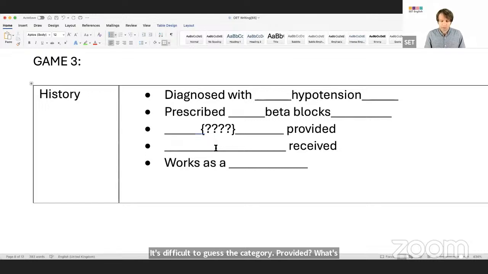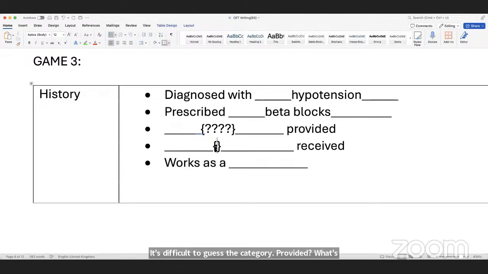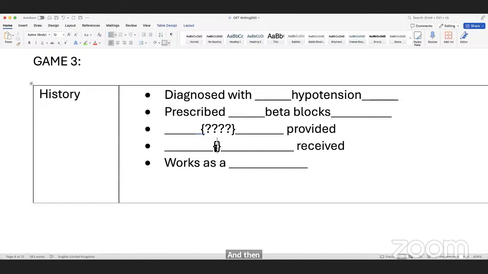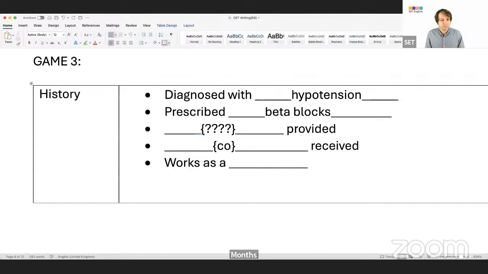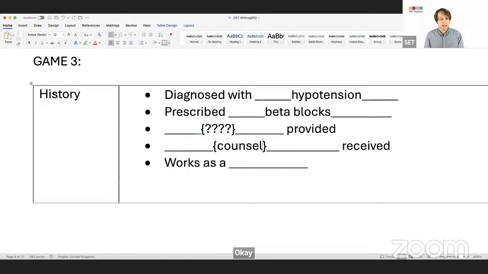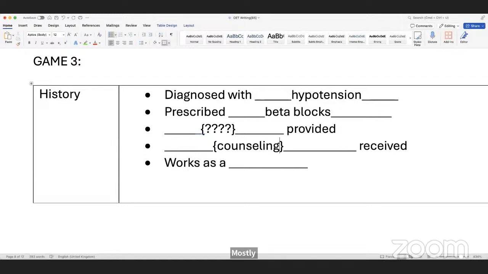Counselling. So I used the same word from last time, and no, it's the ing form. Counselling. How do I spell it? C-O-U-N-S-E-L-L-I-N-G. Is that right, guys? Double L. Yeah, you can double it.